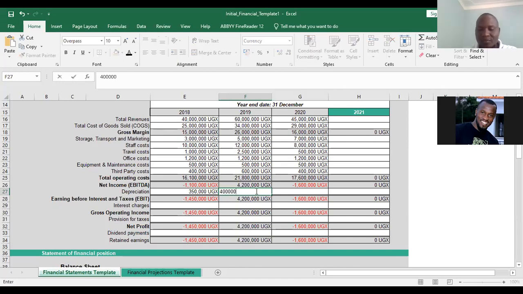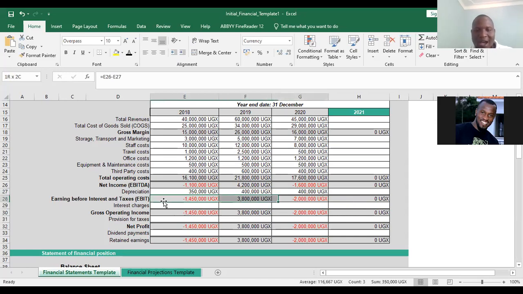400, and maybe yeah, 400. Okay, so that you can see earnings before interest and taxes comes to 1.45, and then maybe I'll say I've not borrowed any money, I'll put it at 0.